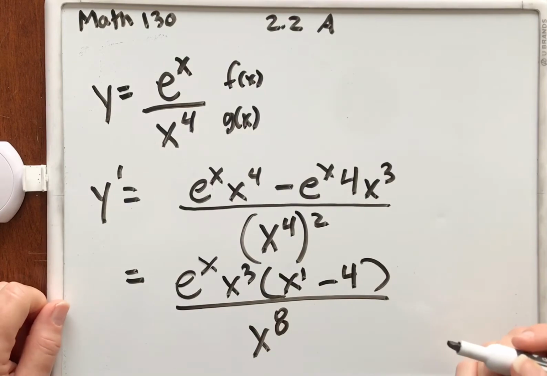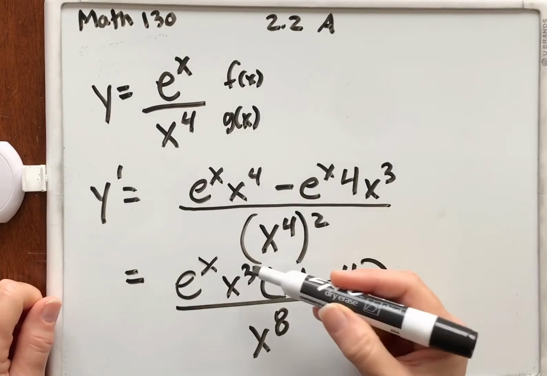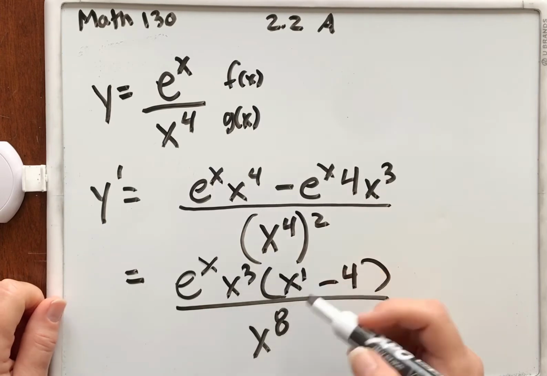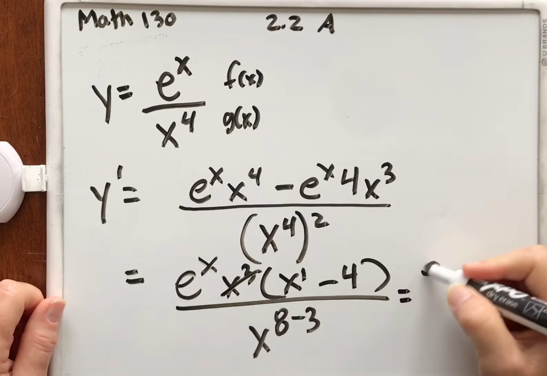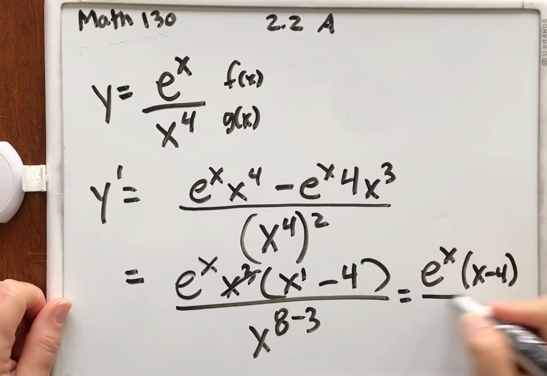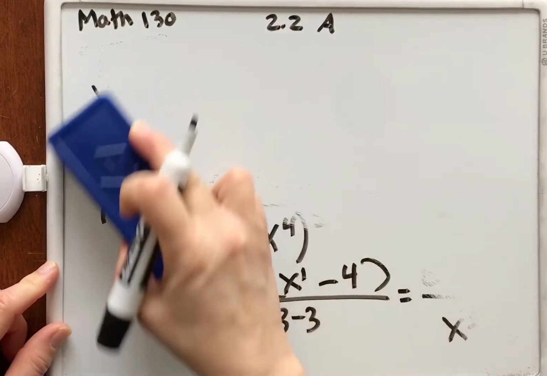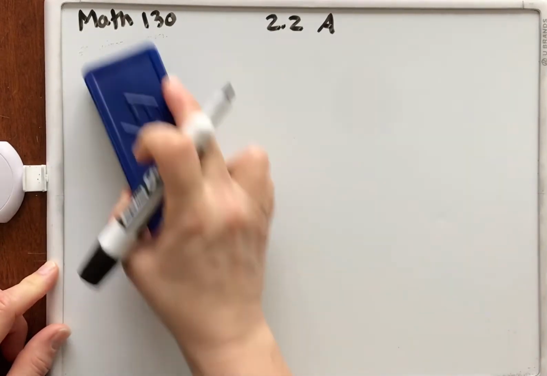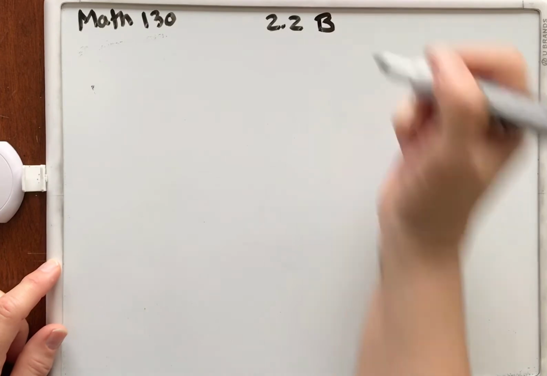Okay, now here's where we do our little trick that we just learned. This is a 3, this is an 8, this is smaller. So we're going to subtract it, put it on the bottom, subtract it. And our answer is going to be e to the x minus 4, all over x to the 5. Okay, very good. This is B, by the way.